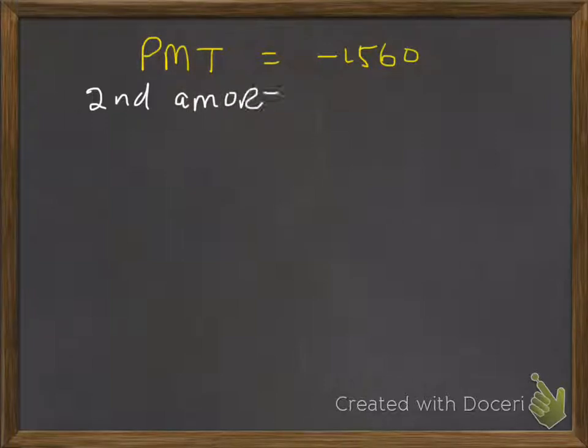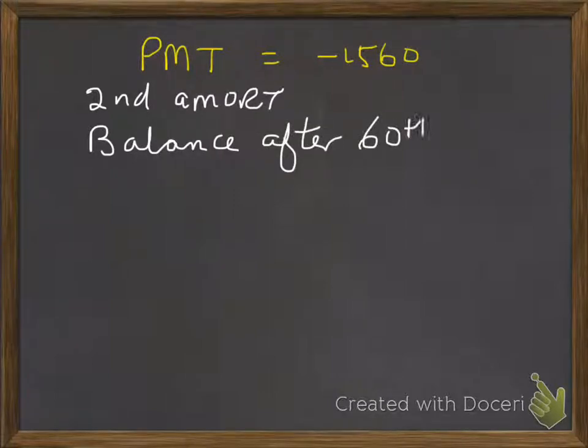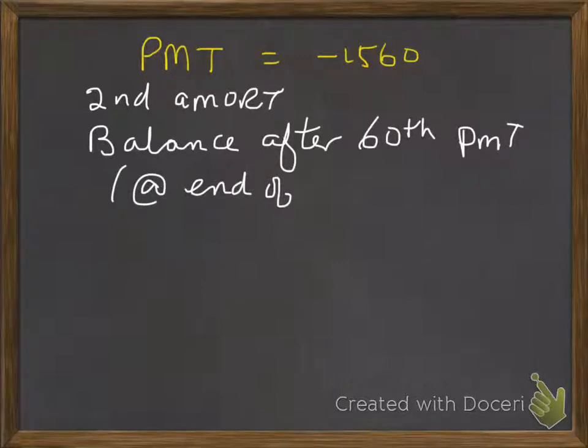And the reason why we're going to do this is because we want to figure out the outstanding balance after the 60th payment. So we want to know what the balance is after the 60th payment has been made, or in other words, at the end of the 5th year. So how much is still outstanding on this mortgage after the 5th year.